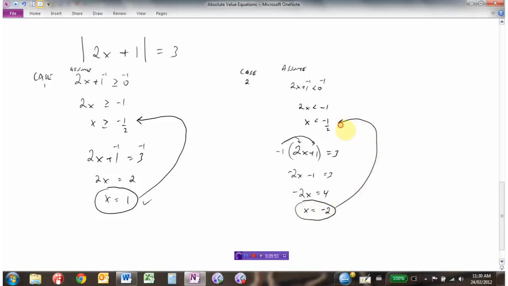Negative 2 is a number that is less than negative 1/2. So that's good. And checking it in our absolute value, 2 times negative 2 is negative 4. Negative 4 plus 1 is negative 3. The absolute value of negative 3 is positive 3. So we're going to have two solutions here, x equals minus 2 and x equals 1.